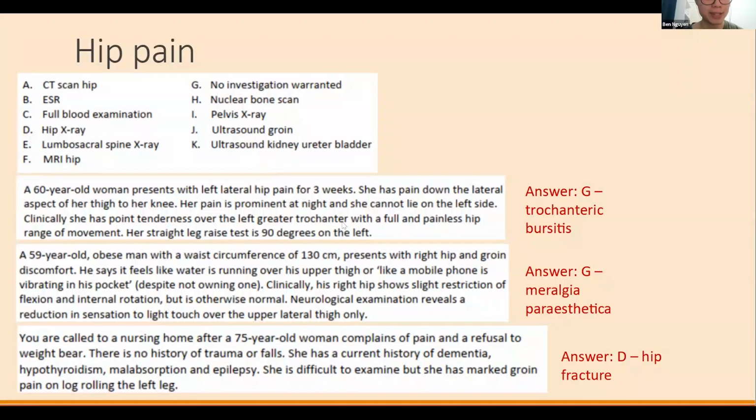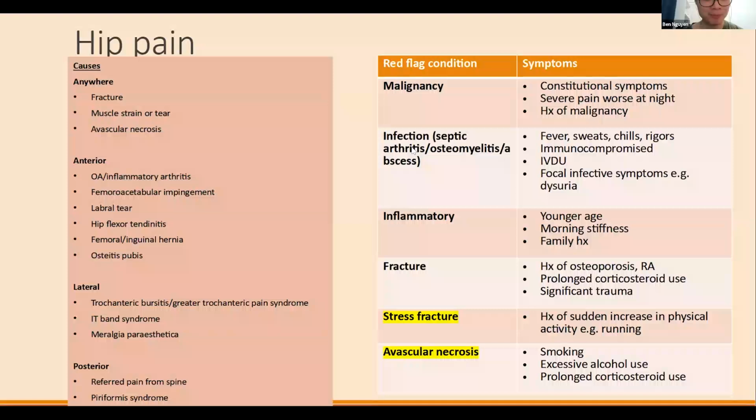Yeah, these questions are kind of mean, so don't stress too much if you didn't get the answers. Cool. A lot of causes for hip pain. I don't think you would have to remember all of them. Probably won't. The main things to consider are fracture, so any of these ones. So fracture, muscle strain or tear, and avascular necrosis. And then maybe OA and inflammatory arthritis, because those are both pretty common.